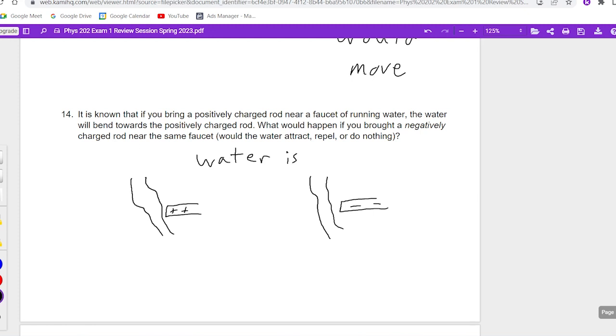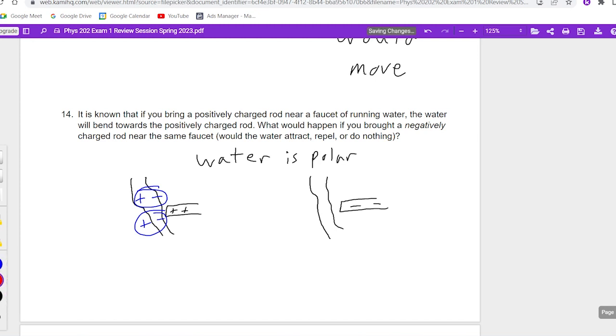Water is polar. And what does that mean? It means that water itself has positive and negative charges just by the nature of the H2O molecule. It has a positive dipole and a negative dipole. And so when you have it with the positively charged rod, it literally arranges itself so it has negative and positive molecules like that.